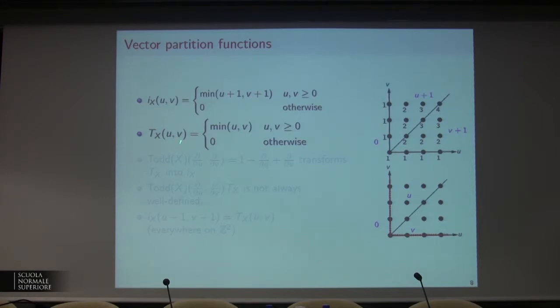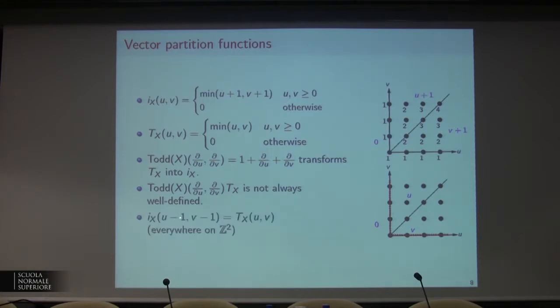And again, we can ask, how can we transform this into that one? Again, there is some differential operator: 1 plus differentiating in direction u plus differentiating in direction v gives us the terms u plus 1 and v plus 1. There's a tiny problem: this is a piecewise polynomial function, so it's not smooth everywhere, namely on this dashed red line, depending on whether you take a limit from this side or from that side, we get different values. So this doesn't work everywhere, but what one can always do is some shift to transform one function to the other. And this is, of course, a special case of something we will see later on.